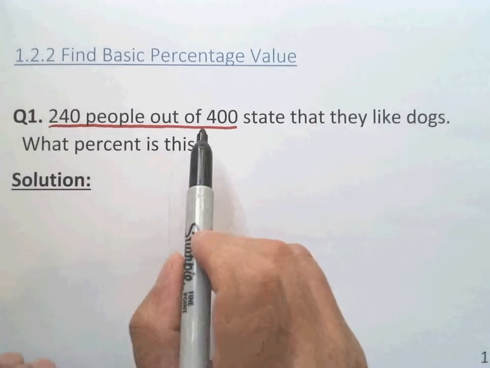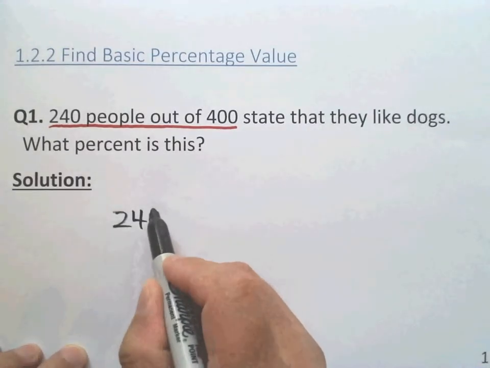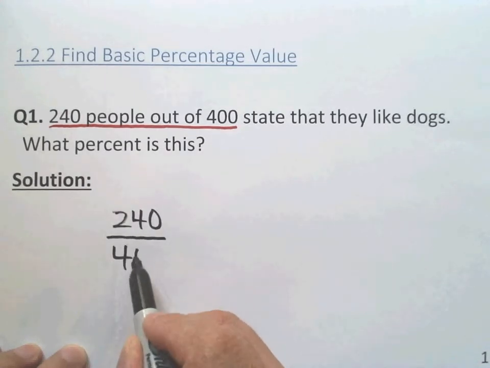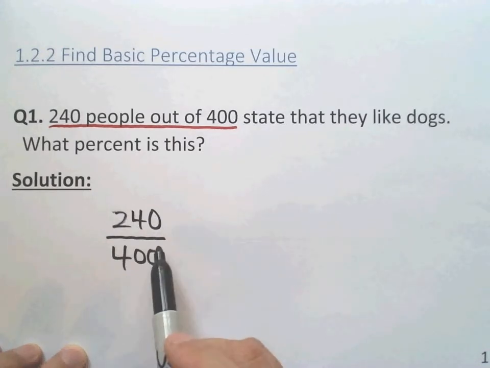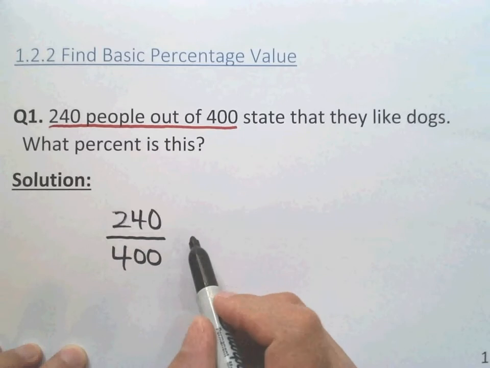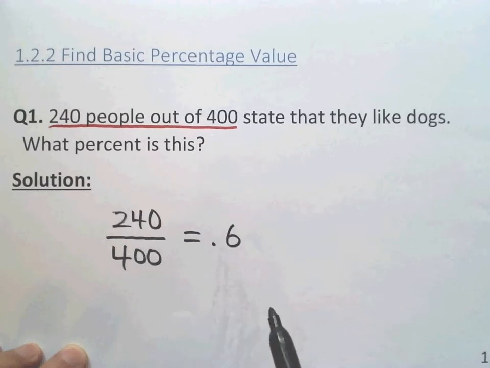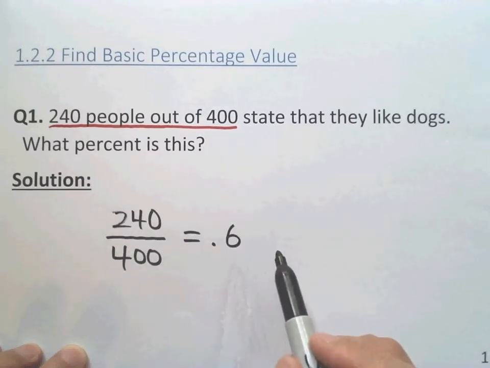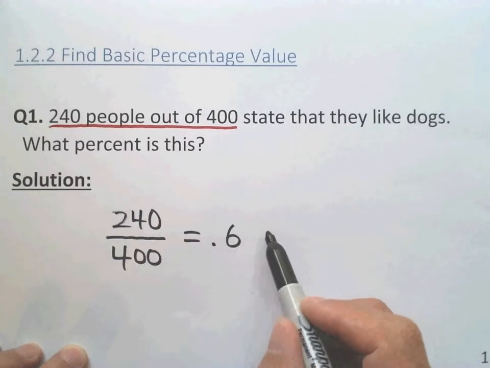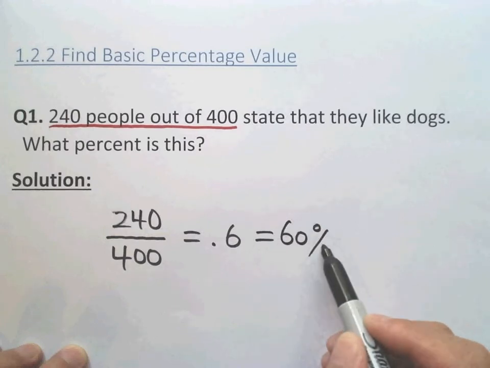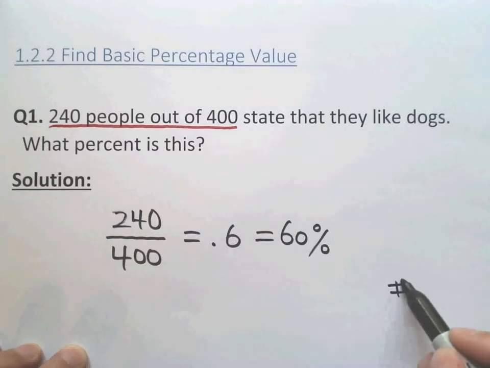So all we need to do is set up 240 out of 400. Then what to do to find this fraction? We know how to convert a fraction to percent. First we find the decimal. 240 divided by 400 is 0.6, and to go from decimal to percent we multiply by 100. 0.6 times 100 gets 60. So that's 60%. Or you can move the decimal to the right 2 steps. That's the definition. How about the second?